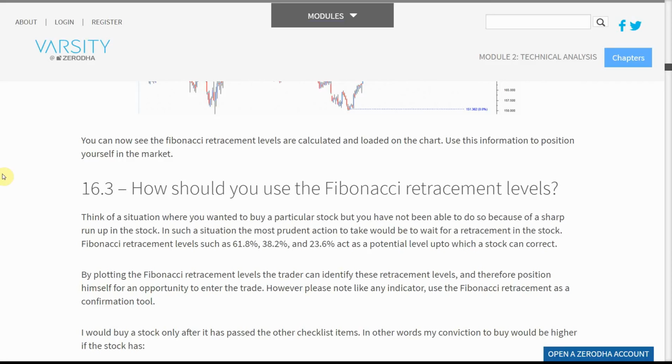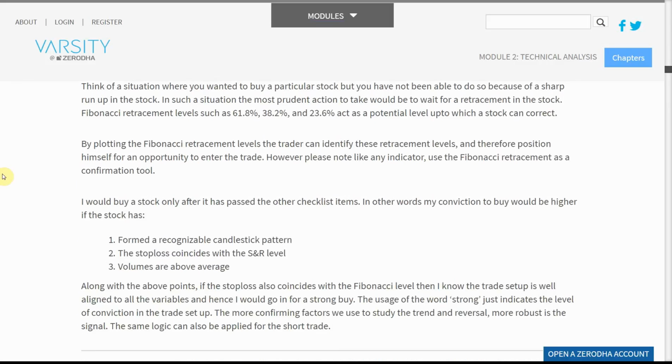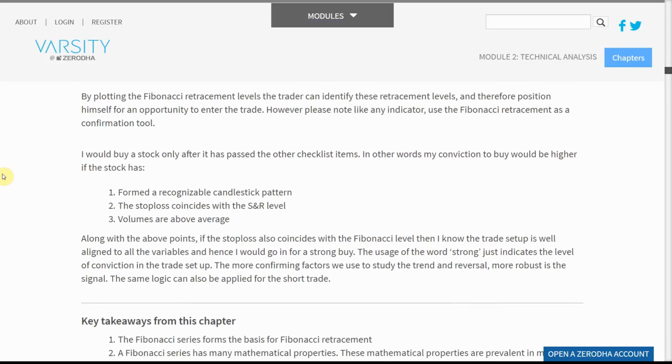Fibonacci retracement levels such as 61.8%, 38.2%, and 23.6% act as potential levels up to which a stock can correct. By plotting the Fibonacci retracement levels, the trader can identify these retracement levels and therefore position himself for an opportunity to enter the trade. However, please note, like any indicator, use the Fibonacci retracement as a confirmation tool.